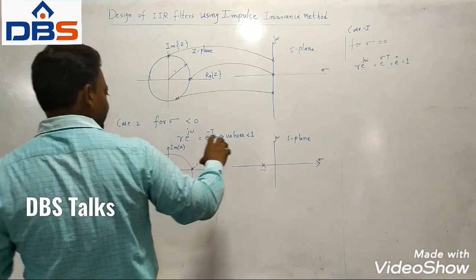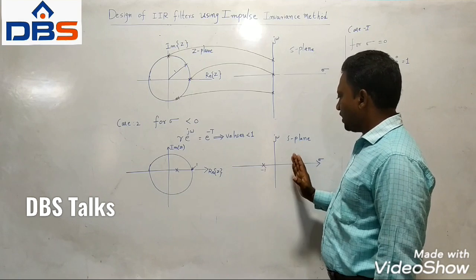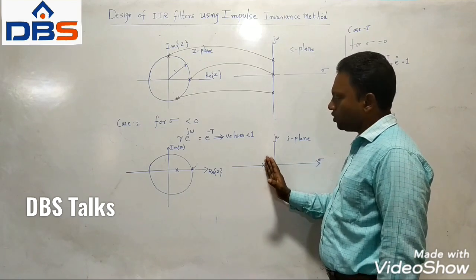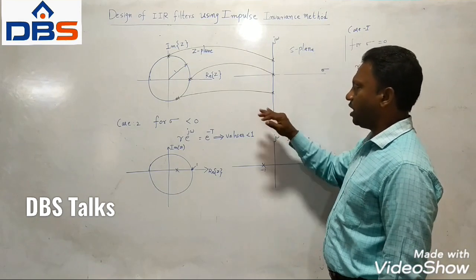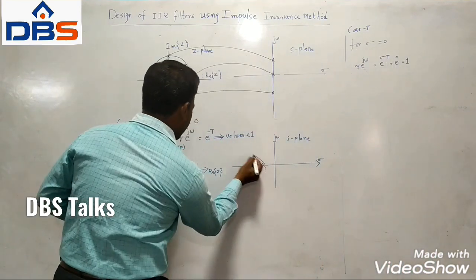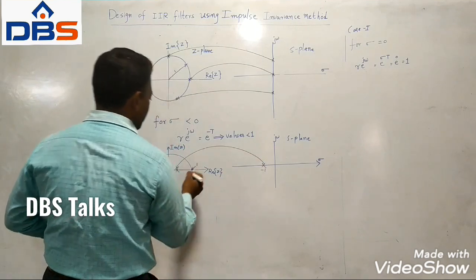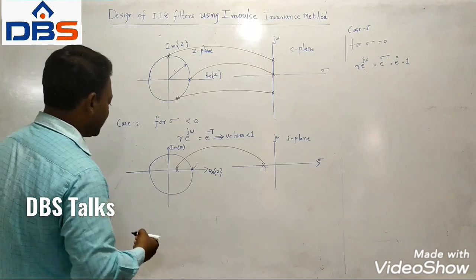So therefore, in the second case, when sigma is less than 0, all the left hand side poles are mapped inside the unit circle, not on it, but inside the unit circle, like this. So this left hand side pole is mapped inside the circle of radius 1. Okay, this is the second case.